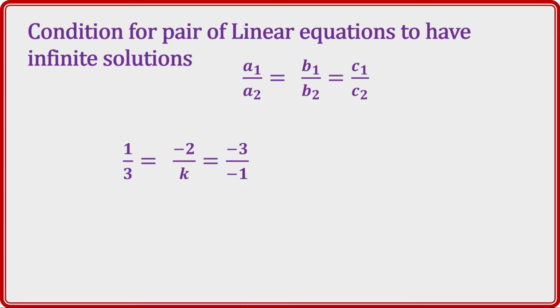So substitute the value of a1, a2, b1, b2 and c1, c2 here, children. 1 by 3 is equal to minus 2 by k is equal to minus 3 by minus 1. Take any two values. 1 by 3 is equal to minus 2 by k. On cross multiplication, k into 1 is equal to 3 into minus 2, that is k is equal to minus 6. This is how we can find out the value of k, children.